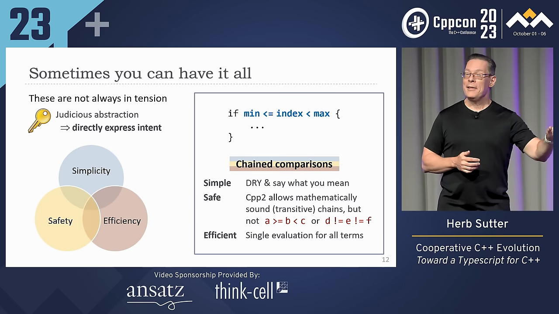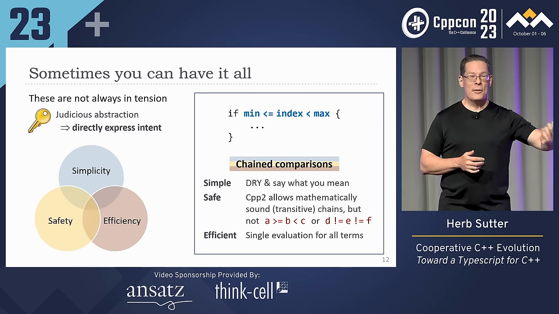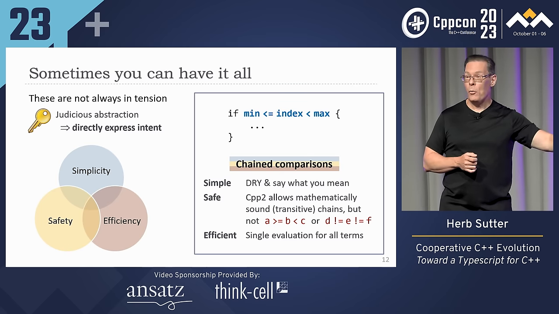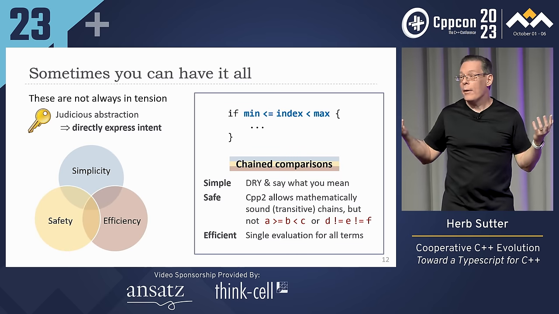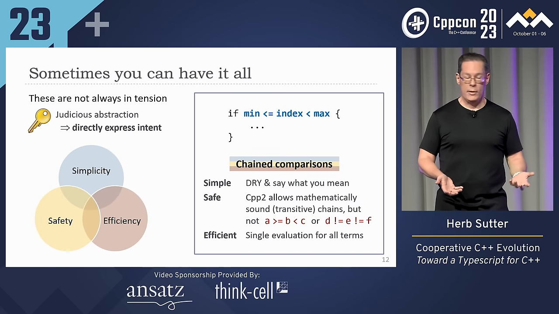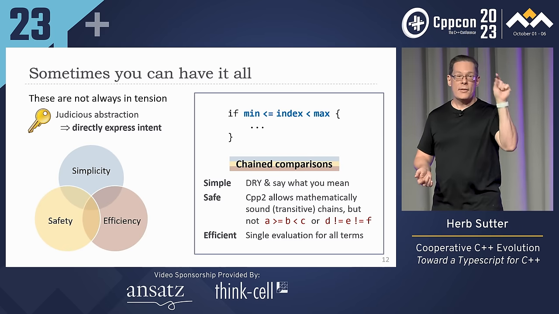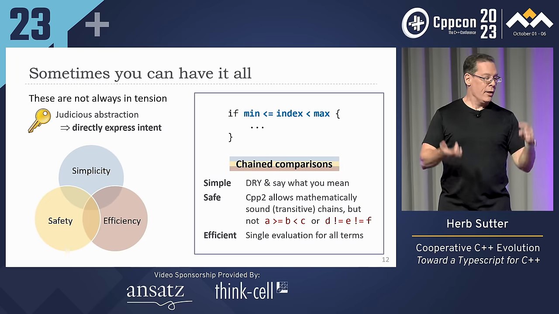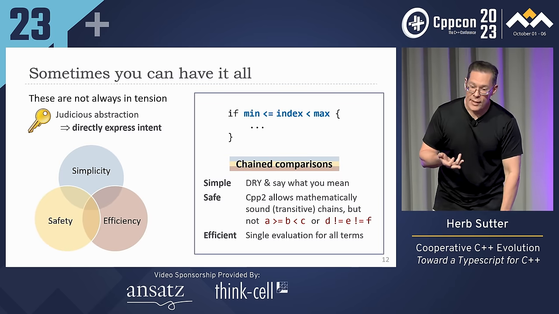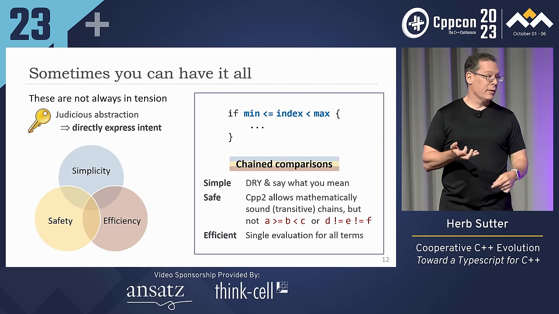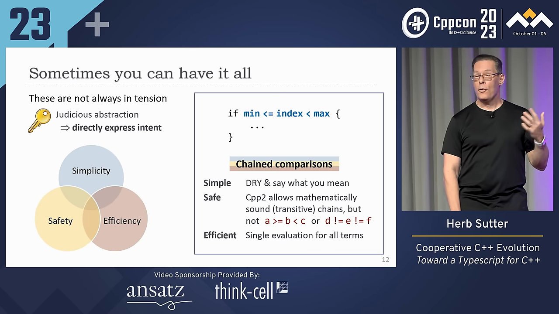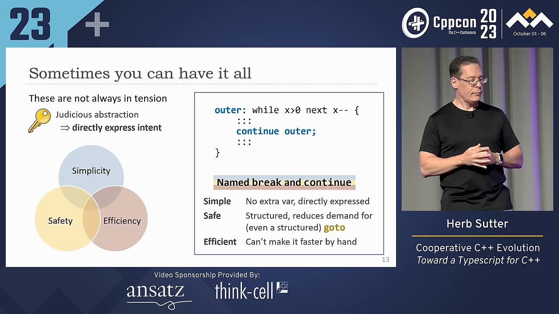But because I'm implementing them for the first time in this compiler, they don't exist yet, I just made the transitively non-mathematical ones compile time errors. You just can't write them. You can only write the safe ones. And they're efficient because that middle one, index, or however many middle ones there are, get evaluated only once. So it's simple, and it's safe, and it's efficient. I like that, and it shows the tension. Those three things are not always in tension.